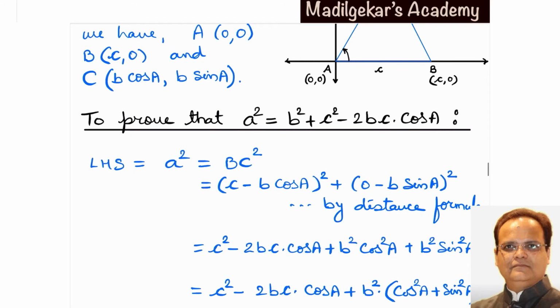To prove the first equation, consider the LHS, that is a square, as a is the length of BC. a square will be BC square. Apply the distance formula. So it gives (c minus b cos A) whole square plus (0 minus b sin A) whole square. Expand this bracket. So it is c square minus 2bc cos A plus b square cos square A, and this gives you b square sin square A.